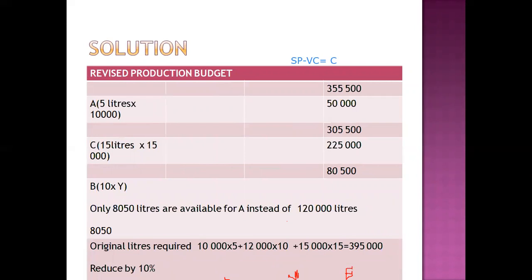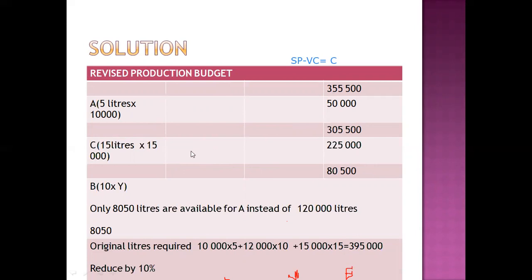But A requires how many liters? In this case, you can actually see that A requires 5 liters. Okay, I think you can follow from our previous question. A requires how many liters? 5 liters. So we are going to use 10,000 times 5 liters. We get 50,000. I'm going to show you how we got the available liters.